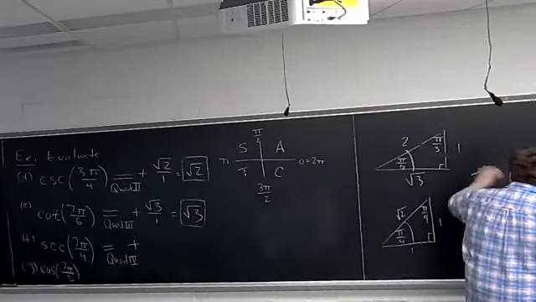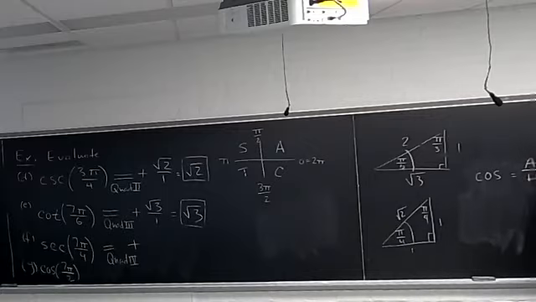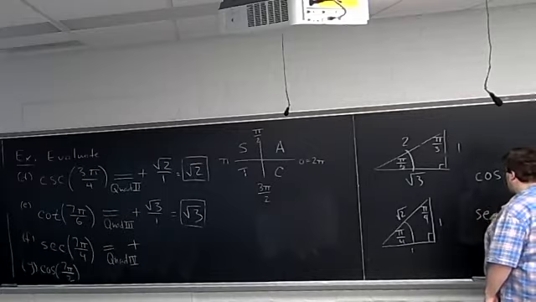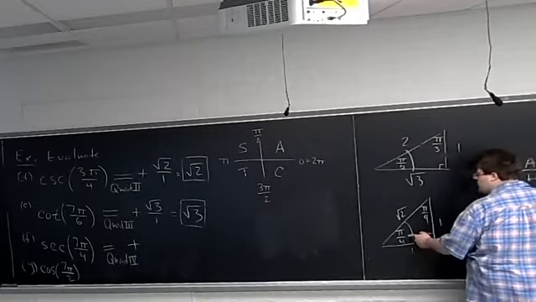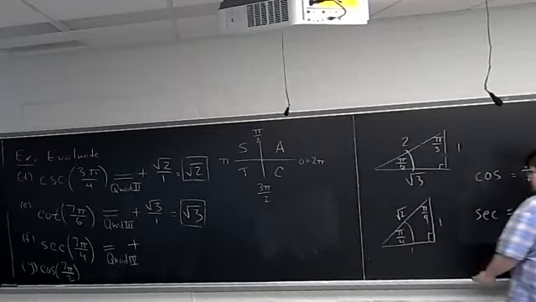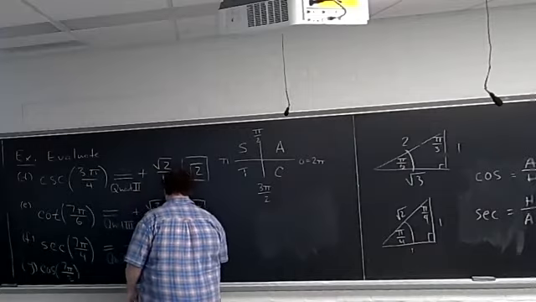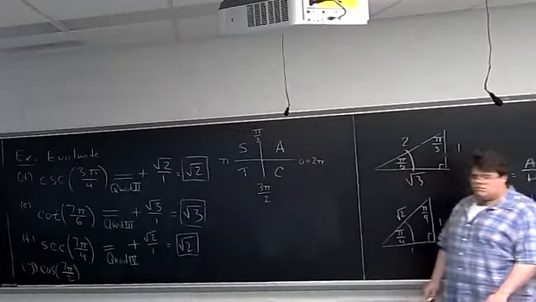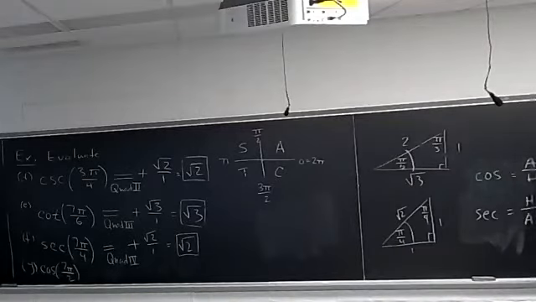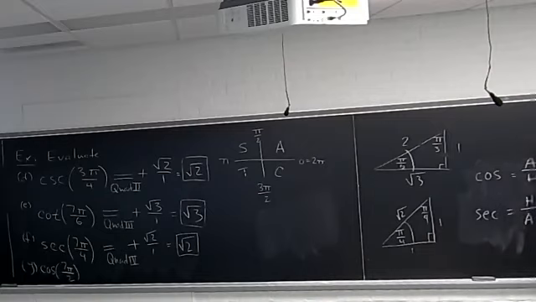The ratio for cosine is adjacent over hypotenuse. So the ratio for secant is hypotenuse over adjacent. The hypotenuse for angle pi over 4 is root 2. The adjacent side is 1. So we have positive root 2 over 1, and this does simplify. It's just root 2. Any questions about that one? I guess that should be the same as part D, because of symmetry in that triangle. So any questions about A through F?